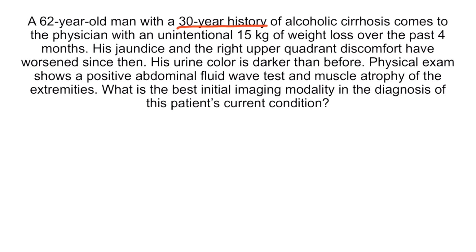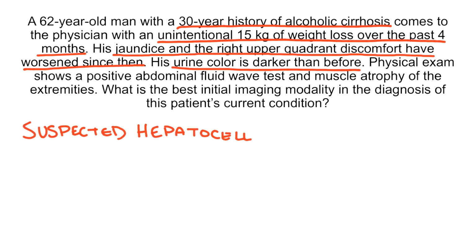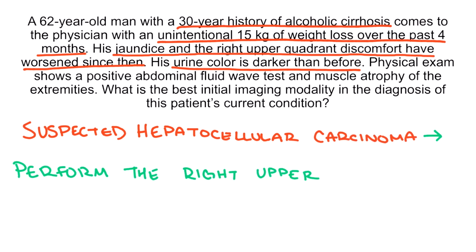This patient with a 30-year history of alcoholic cirrhosis comes to the physician with an unintentional 15 kilograms of weight loss over 4 months. His jaundice and right upper quadrant discomfort have worsened since then, and his urine color is darker than before. These changes suggest an obstructive jaundice due to the hepatic mass. Clinical deterioration of the patient with long-standing cirrhosis raises suspicion for hepatocellular carcinoma. The best initial imaging modality in the diagnosis of the suspected hepatocellular carcinoma is a right upper quadrant ultrasound.